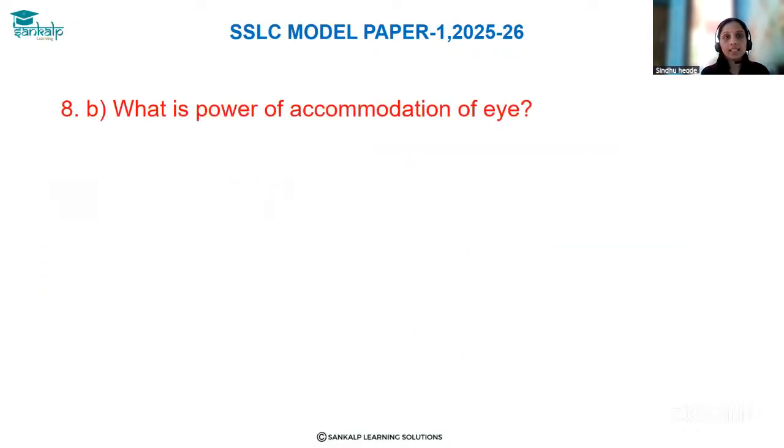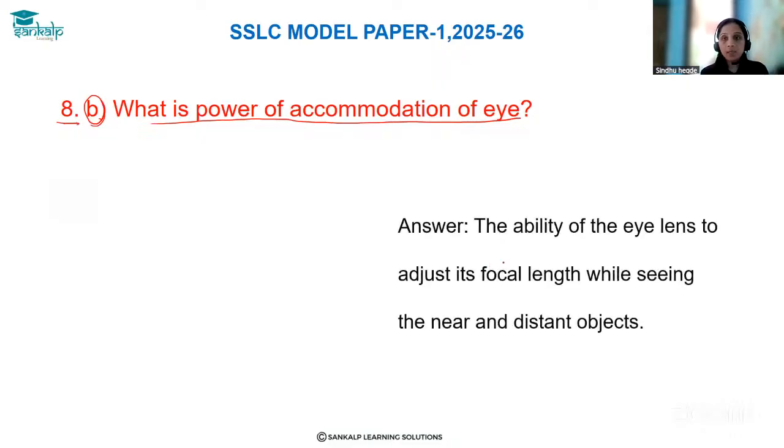Then let us see the eighth question in part B. What is the power of accommodation of the eye? See, this is the statement: the ability of the eye lens to adjust its focal length while seeing near and distant objects. Power of accommodation is nothing but the ability of the eye lens to adjust its focal length while seeing the near and distant objects.